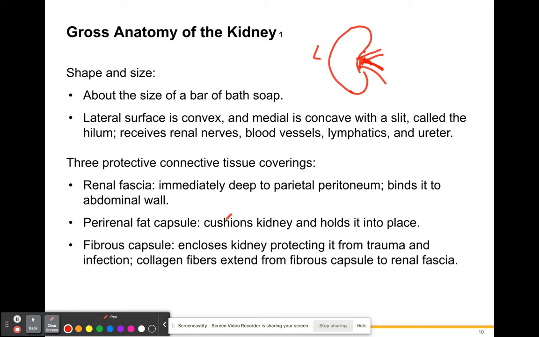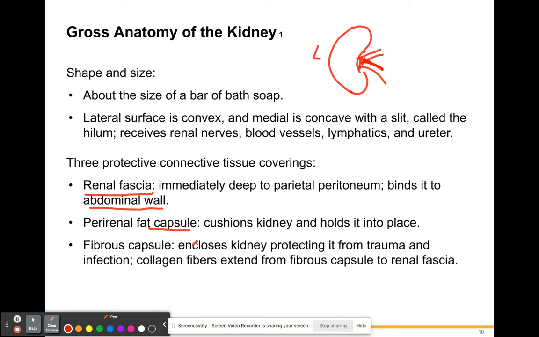There are 3 protective connective tissue coverings on our kidney. We have the renal fascia, which is immediately deep to the peritoneum and binds to the abdominal wall. So that's going to be on the surface of the kidney, and it's going to bond your kidney to the abdominal wall. There's also a fat capsule that cushions the kidney and holds it in place.